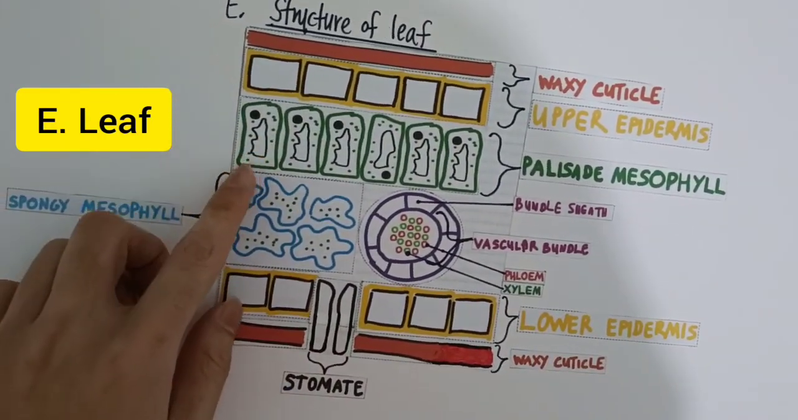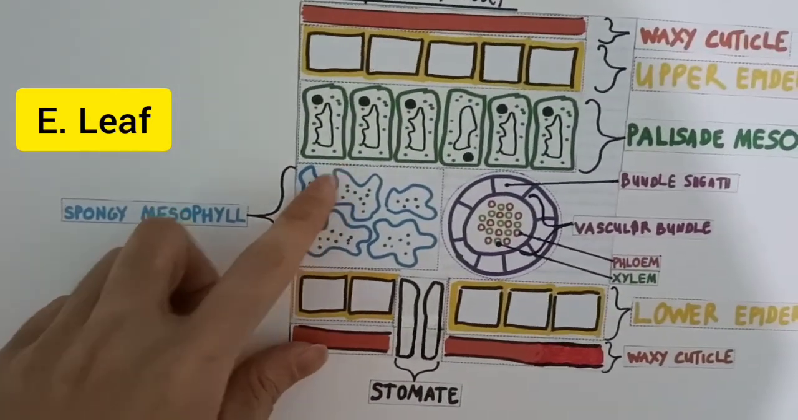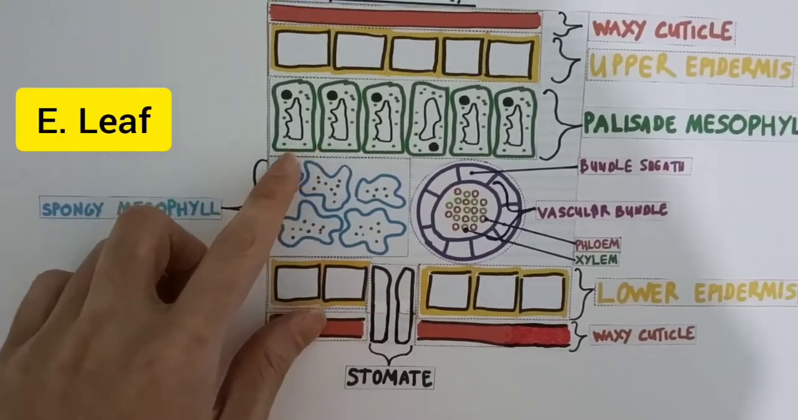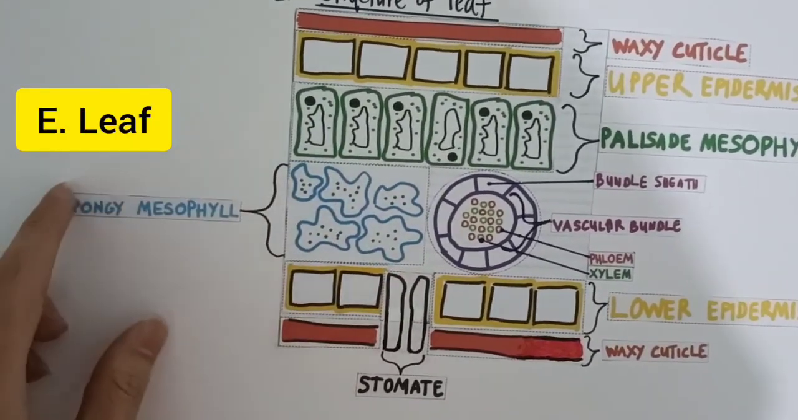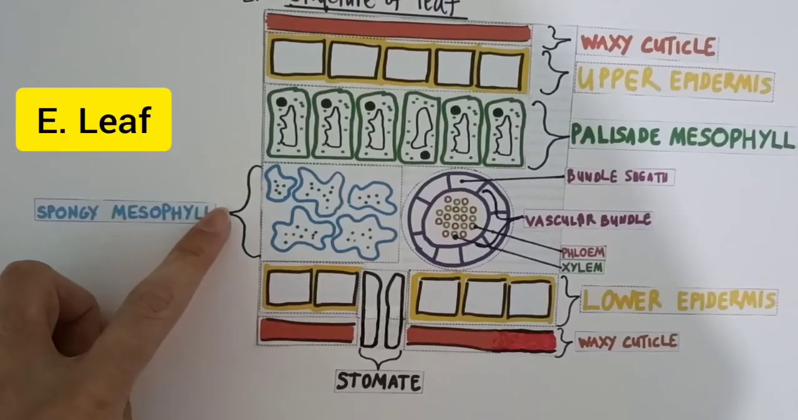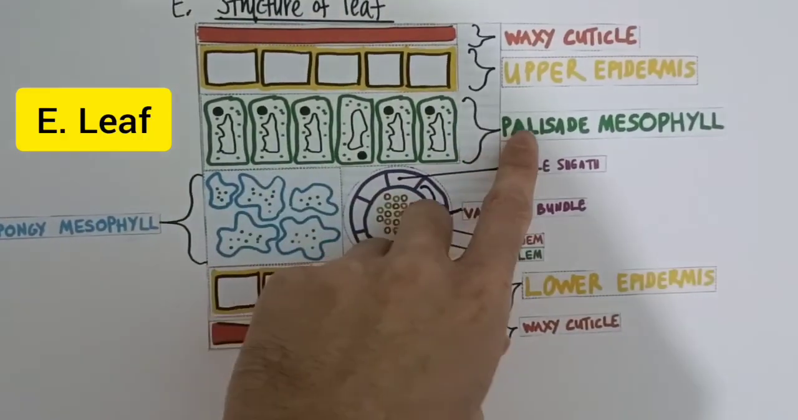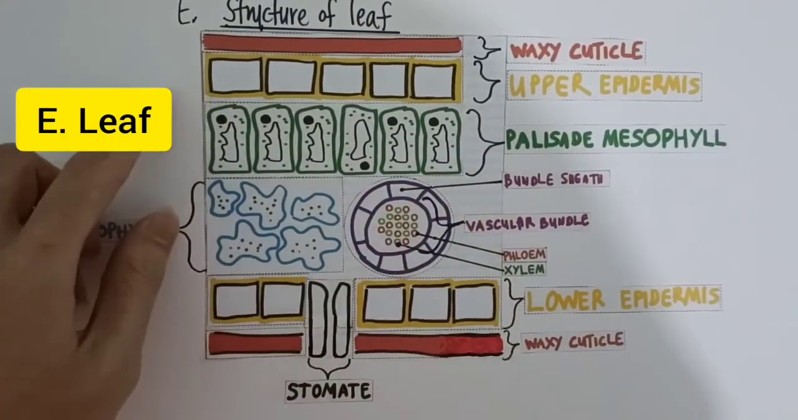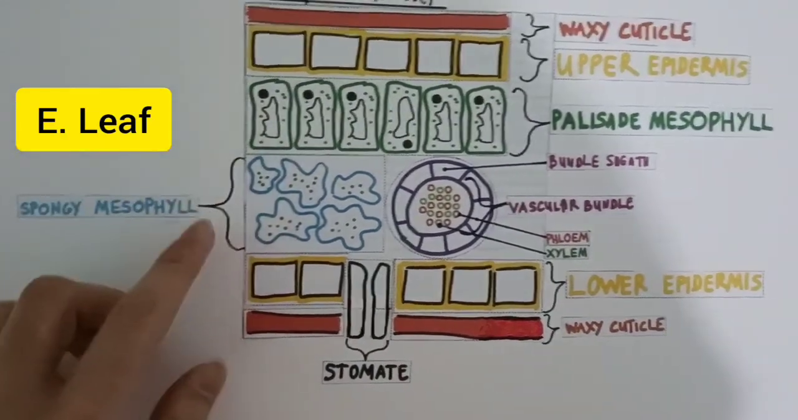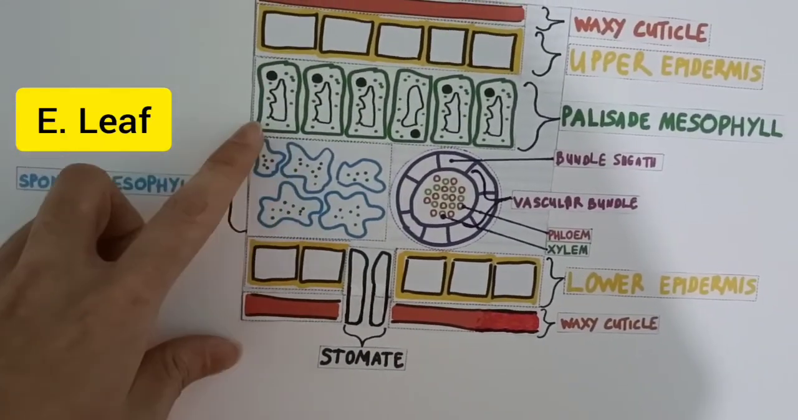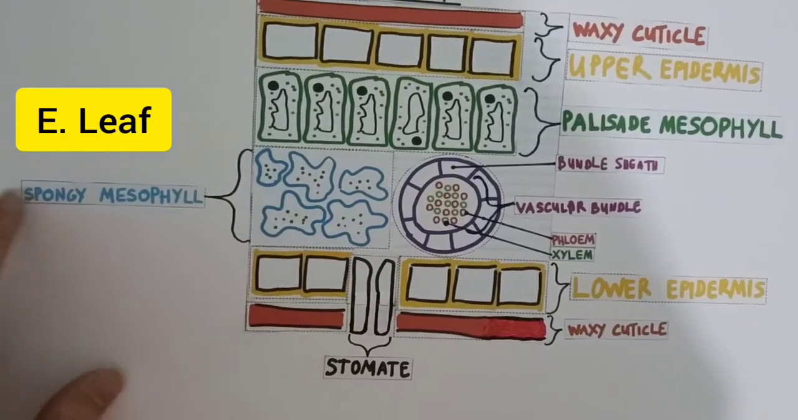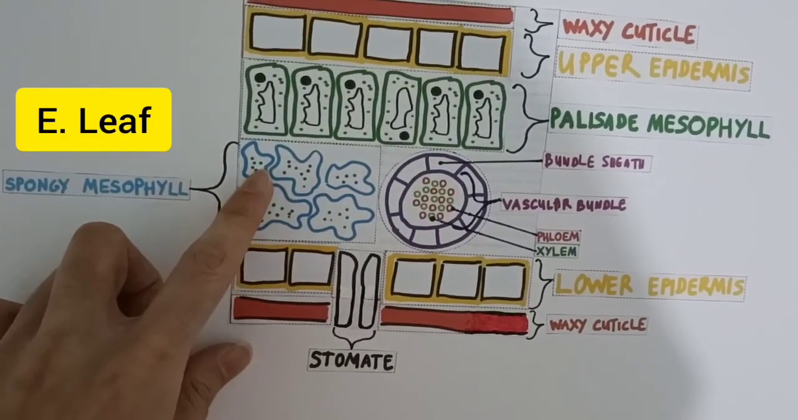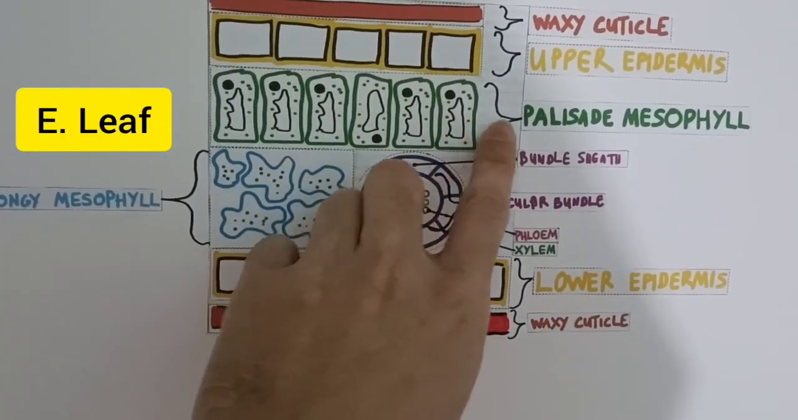As we go down again, we can see these irregularly shaped structures that represent the spongy mesophyll cells. Compared to palisade mesophyll cells, which have regular shapes, spongy mesophyll cells have irregular shapes. And spongy mesophyll cells have fewer chloroplasts compared to palisade mesophyll cells.